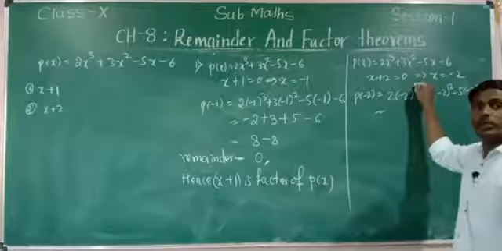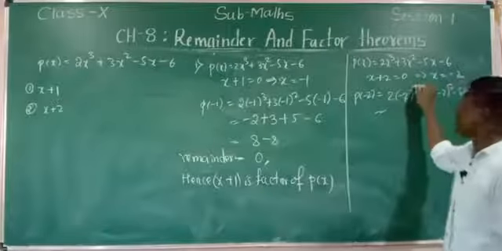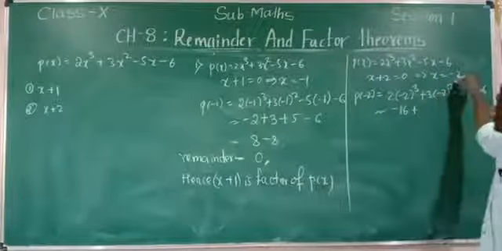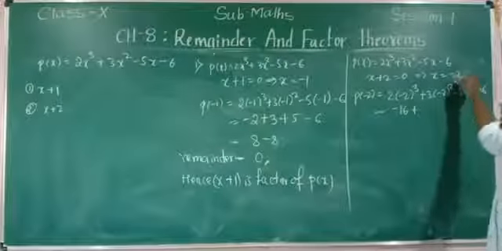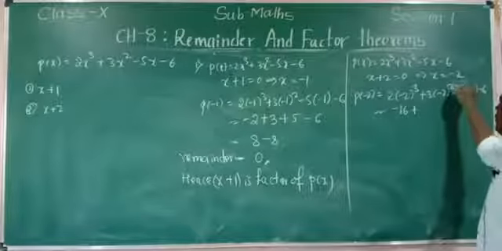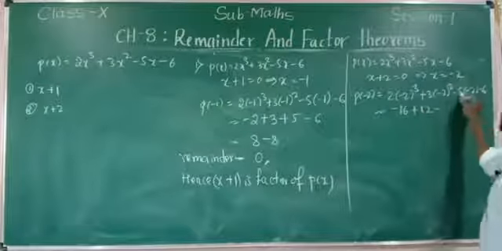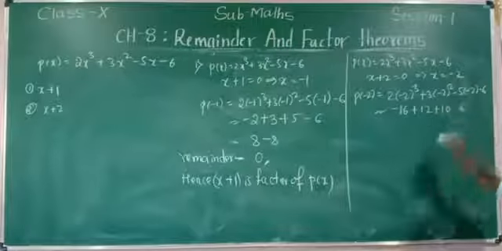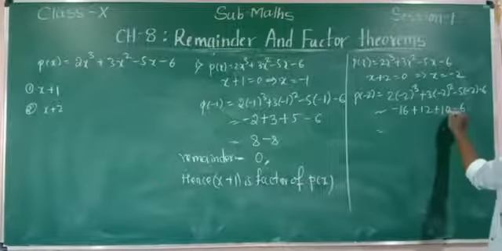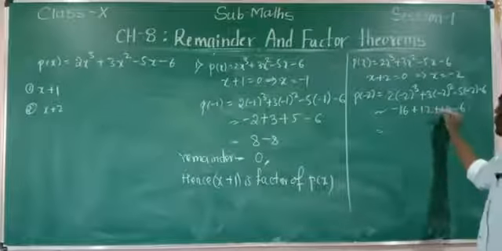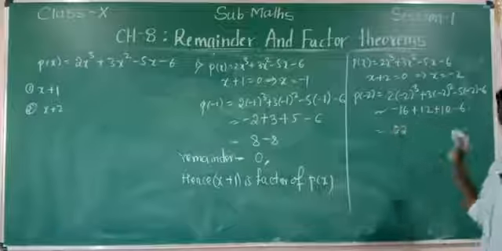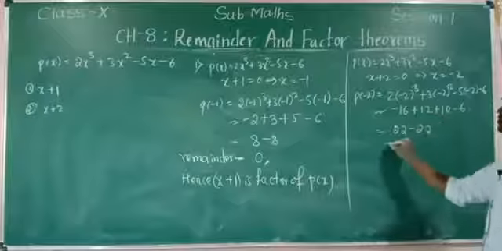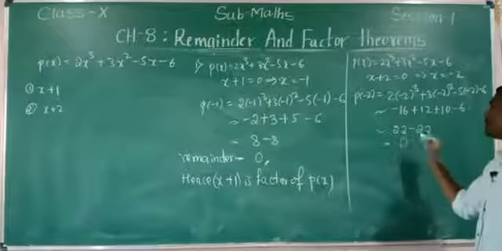Minus 2 whole cube is minus 8. Minus 8 into 2 is minus 16, plus minus 2 square is plus 4. 4 3s are 12. Minus into minus is plus, 5 2s are 10, minus 6. First add the positive values: 10 plus 12 is 22. Now add the negative values: minus 16 minus 6 is minus 22. So plus 22 minus 22 get cancelled, remaining 0.